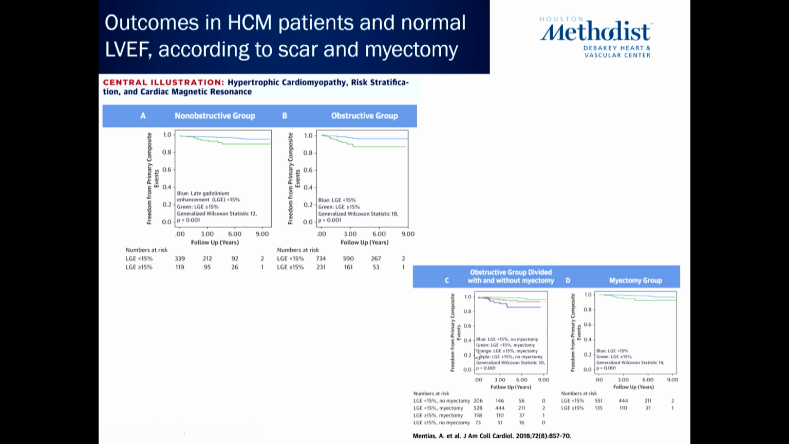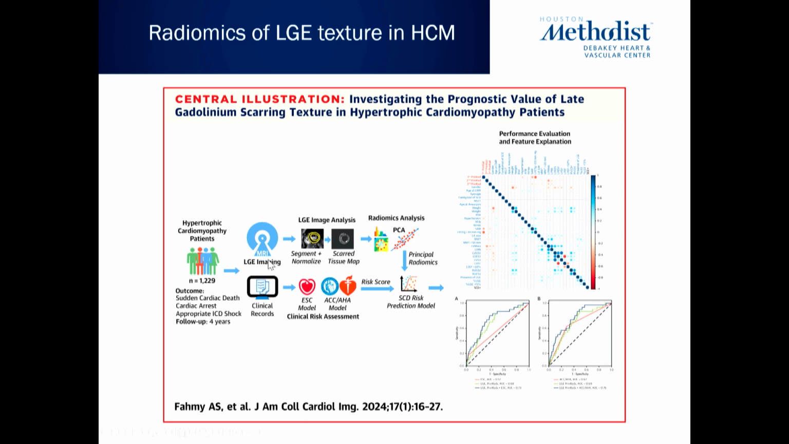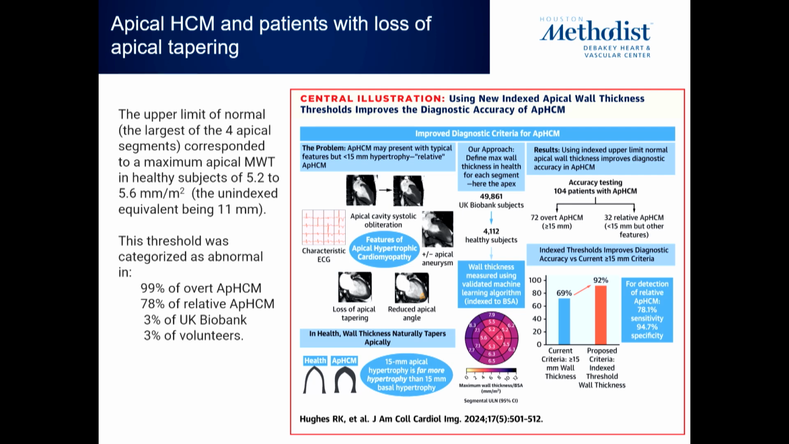If you have extensive scar but you get myectomy, your long-term risk becomes lower and becomes similar to those without extensive scar. There's also recent improvement, if you will, looking at radiomics. So this is looking at the texture of LGE findings and trying to improve the risk stratification of sudden death risk. And in this model, they were able to improve beyond just quantitation of scar and the ESC or AHA model.